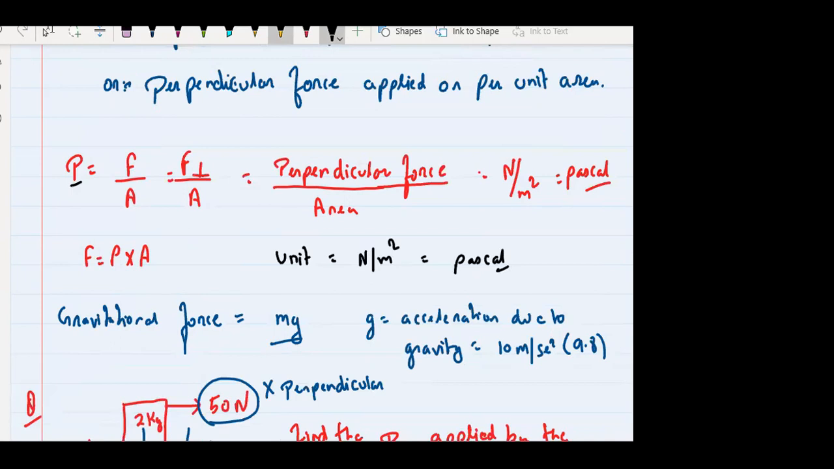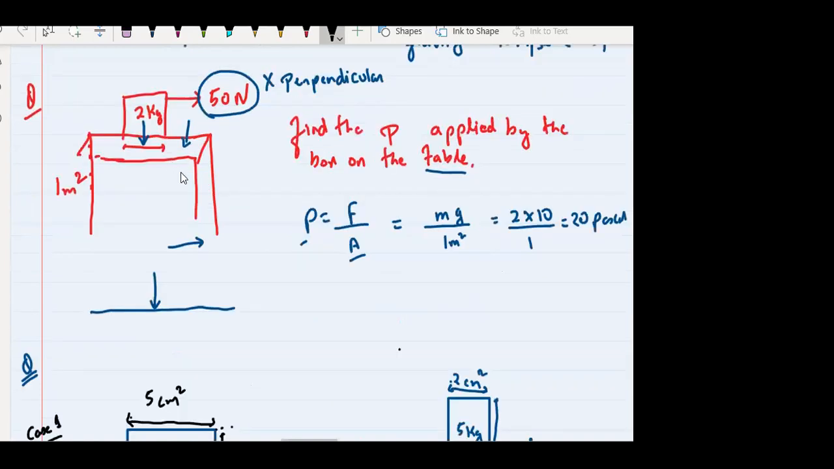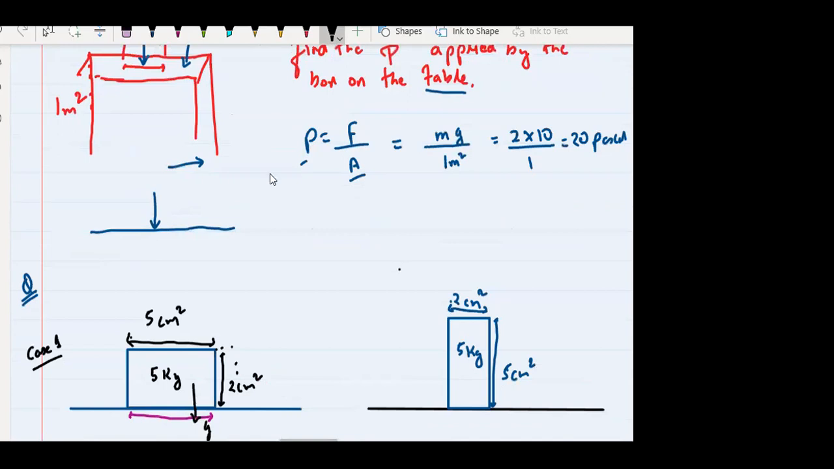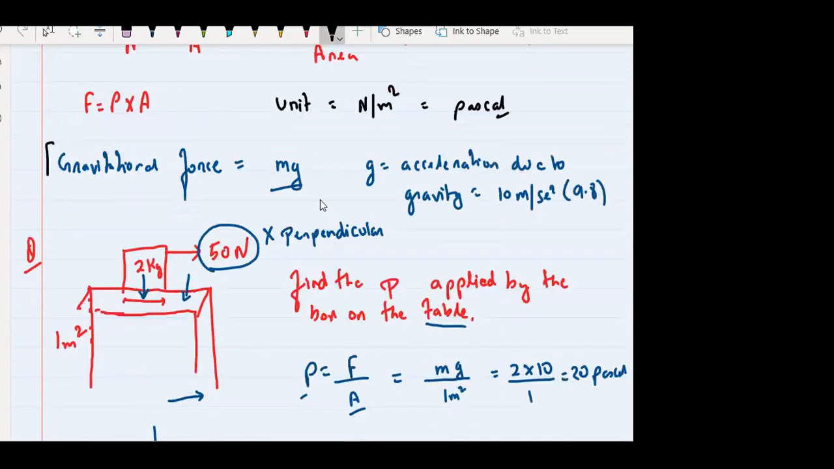And sir, what's mg, sir? Tell me. Mg is mass multiplied by gravity. Here I have written that mg is mass multiplied by gravity. Here m is the mass and g is the acceleration due to gravity. These values are the 10.